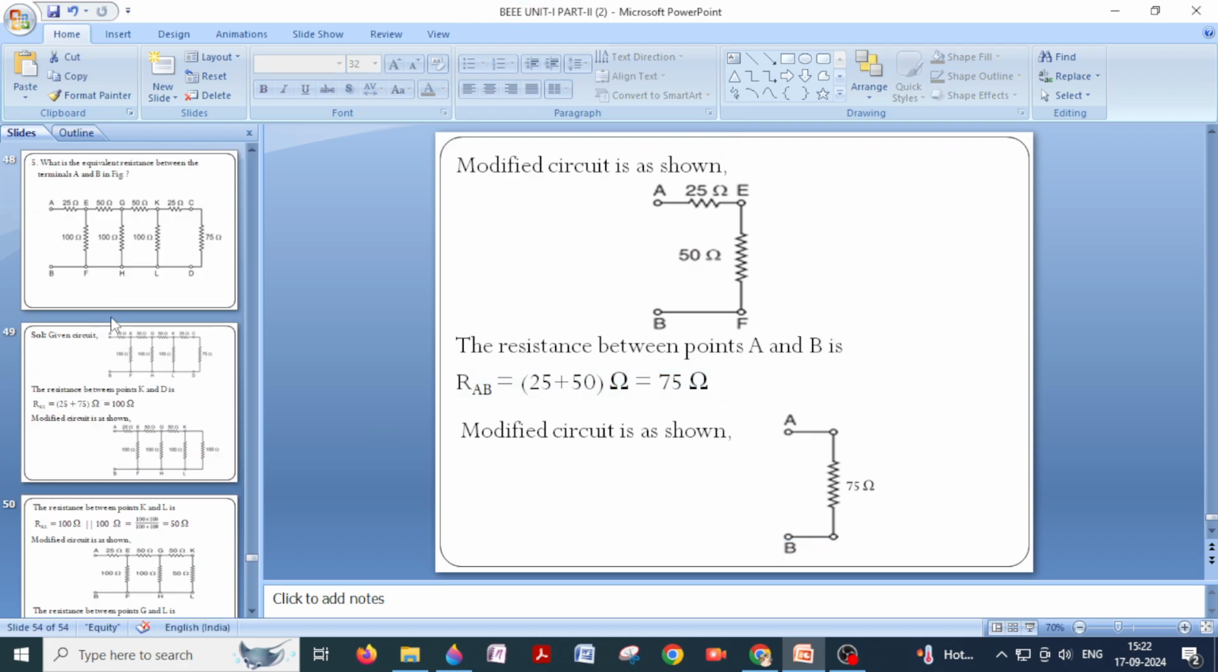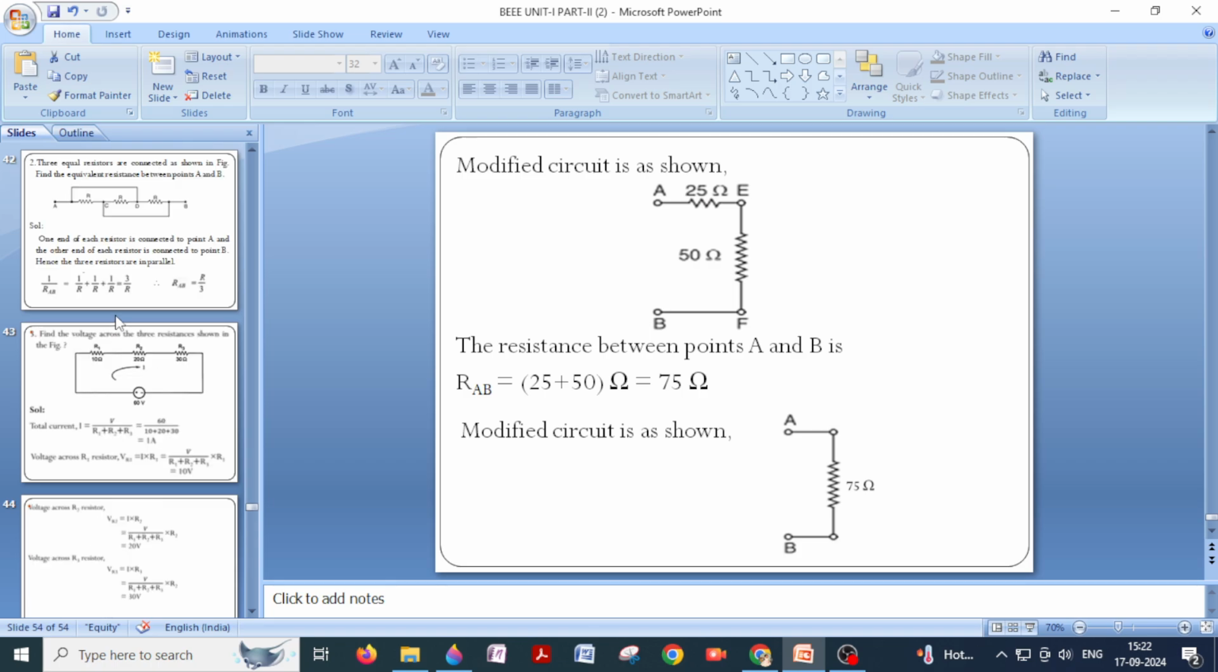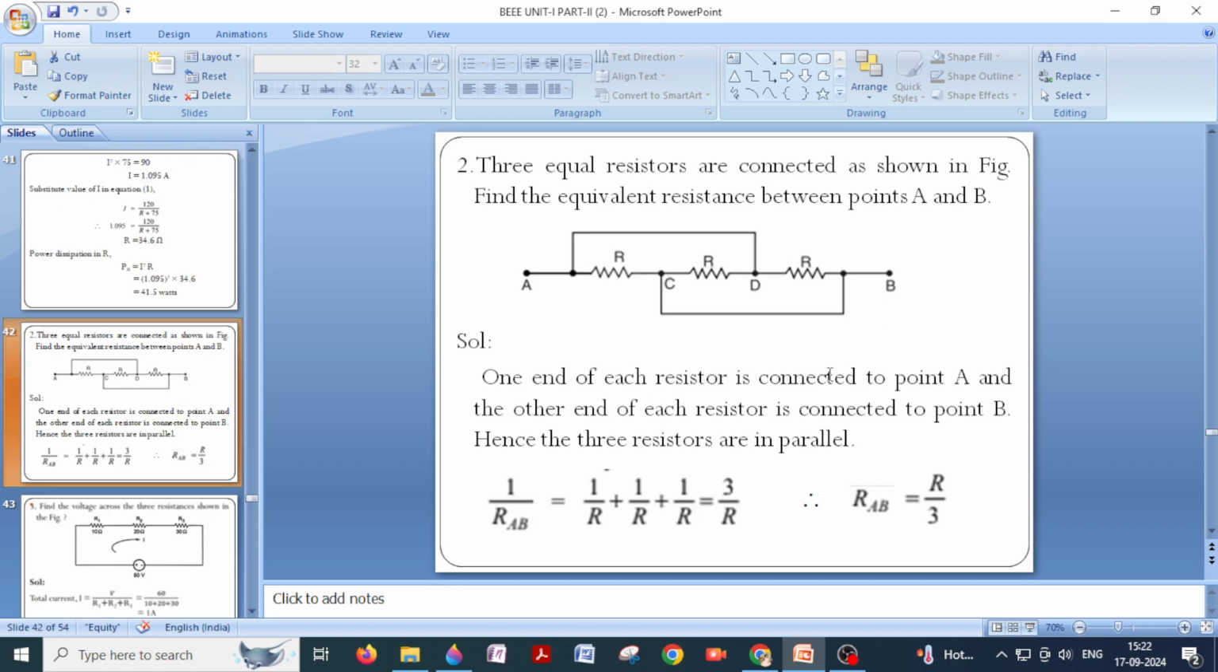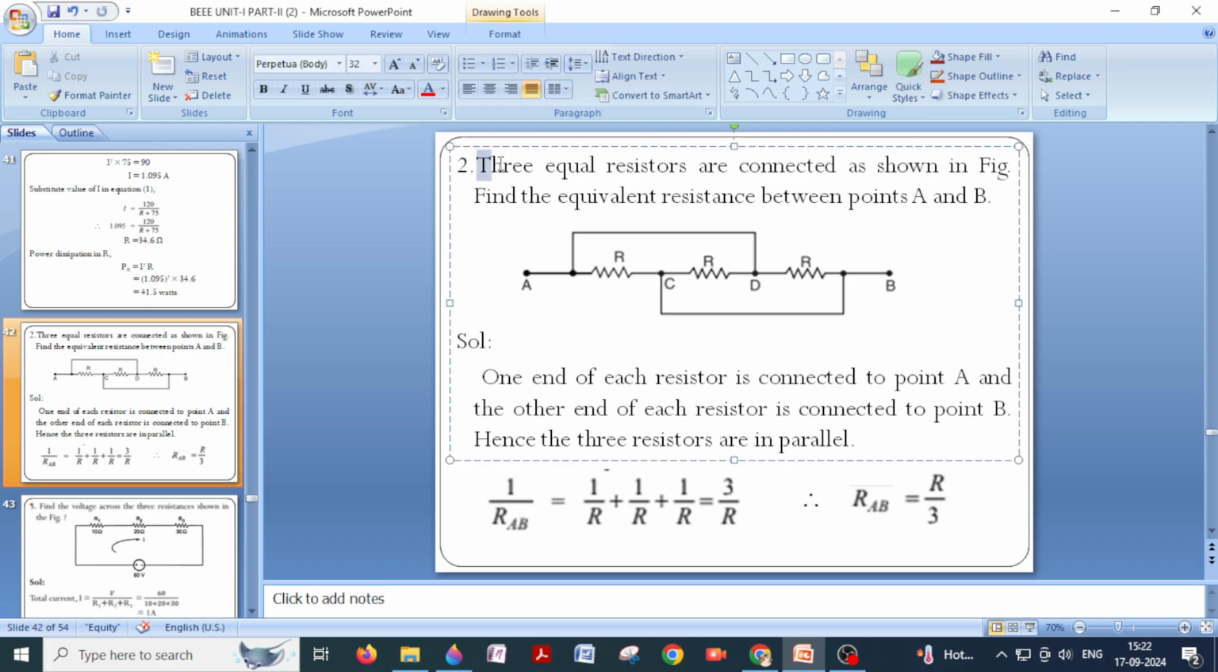Now let us go to another numerical problem. So if you look at this diagram, it is a bit complicated, but it is very easy. Now here they have given three equal resistors, R, R and R. Okay, the resistance value of all these three resistors is R, and their connection is as shown. You have to find the equivalent resistance between terminal A and B.